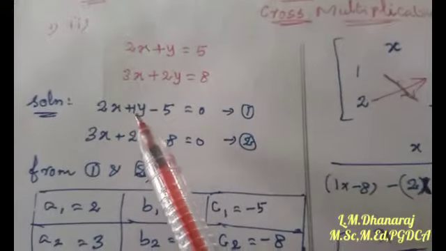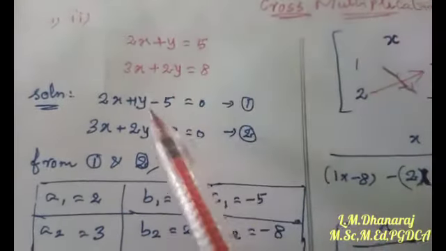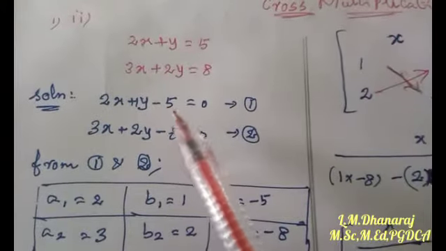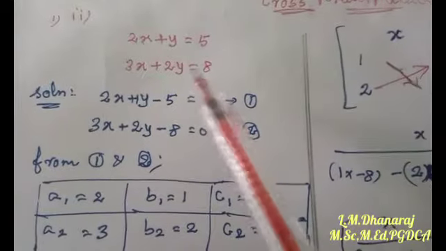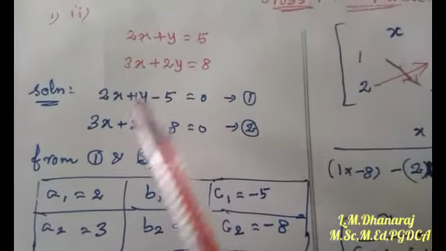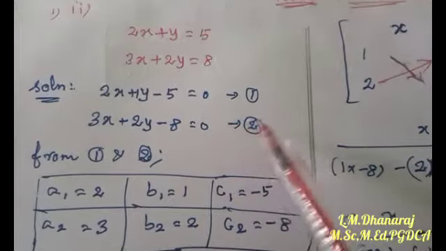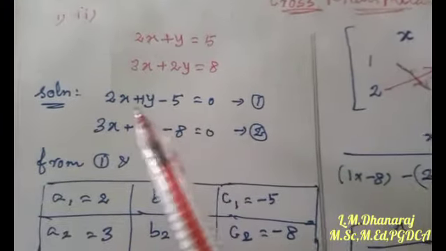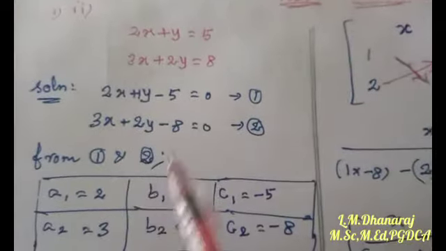That is 2x + 1y. The plus 5 is transferred to the left hand side as minus 5. Make it equation number 1. And here 3x + 2y - 8 = 0. That is equation number 2. So we have to bring all the terms to the left hand side: the x term, y term and constant term, everything should be brought to the left hand side. Okay, now equation 1 and equation 2.